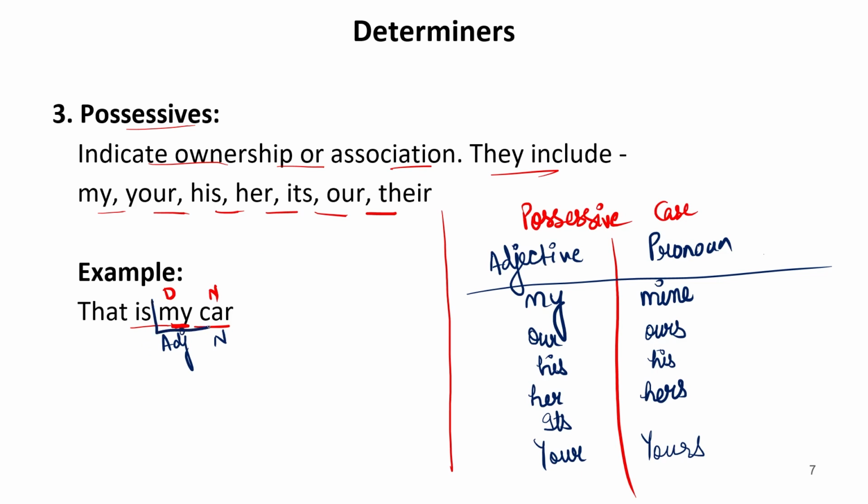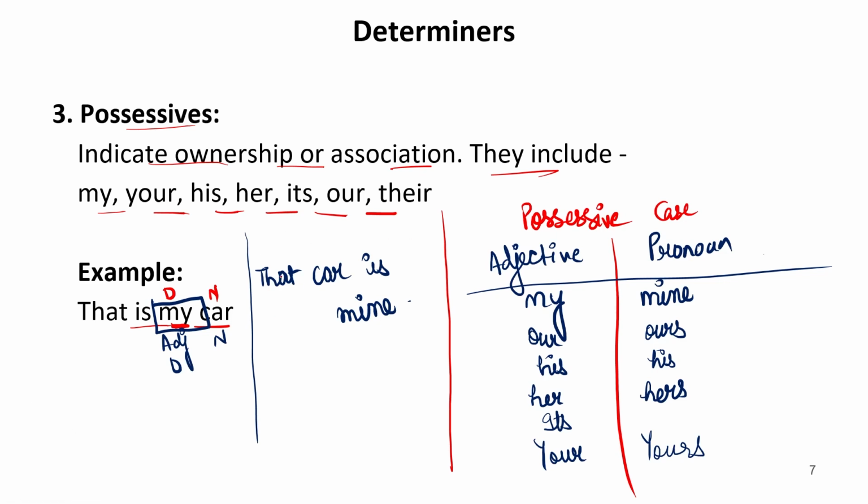So this is a possessive adjective, or we can also call it possessive determiner. But if I say that car is mine, now look at this sentence carefully. The meaning of both these sentences is same.